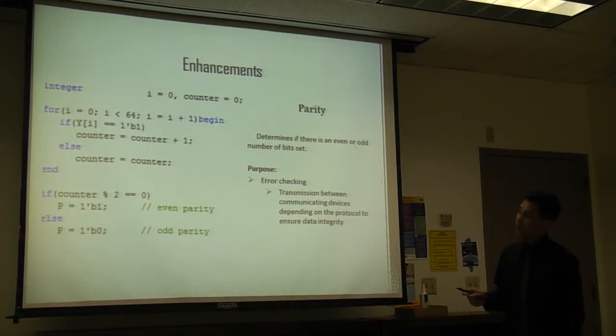At the end, once the loop is done, we do a modulo 2. Basically what that does is, if it's an even number, then we shouldn't have a remainder. If it's an odd number, then we should have a remainder, and it won't set the parity flag.